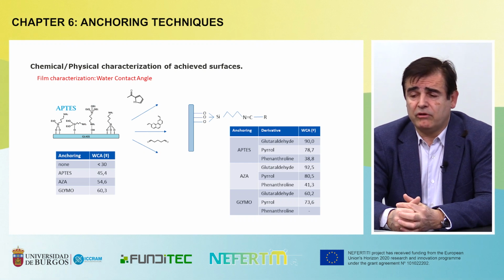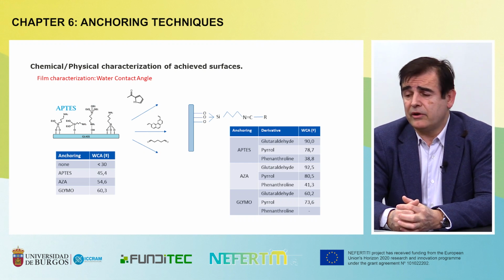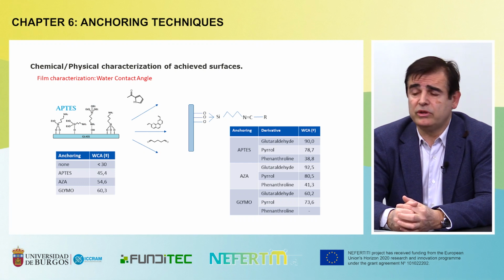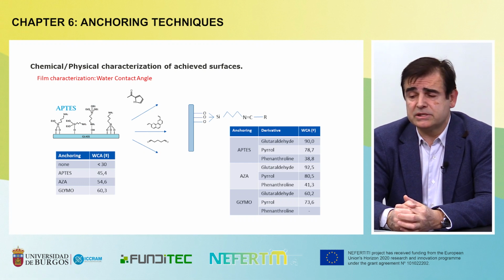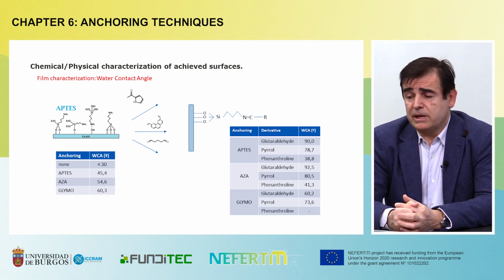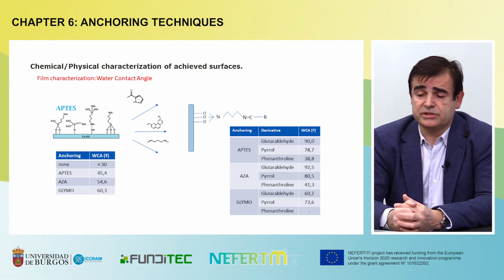If a second layer of a new chemical is deposited and reacts with the first layer, the water contact angle value will change again. It is interesting to mention that the same anchoring group attached to different functional groups in the catalyst can produce films with different water contact angles. In this example, it's easy to see the differences between glutaraldehyde, pyrrole, and phenanthroline branches.